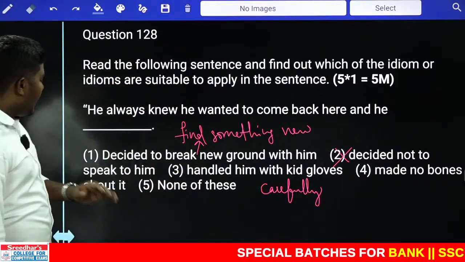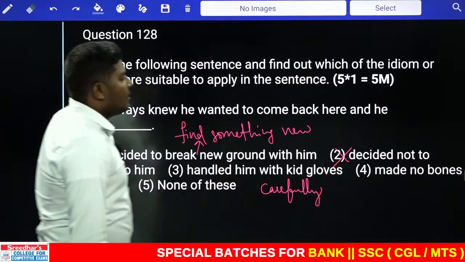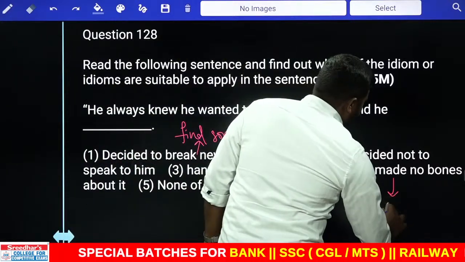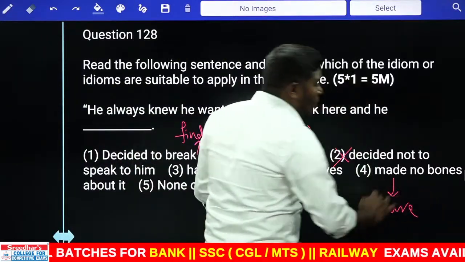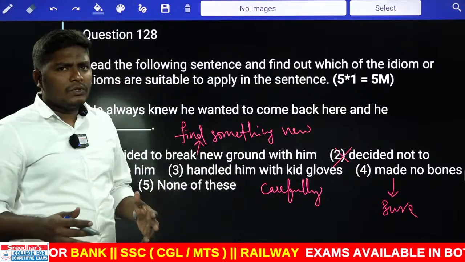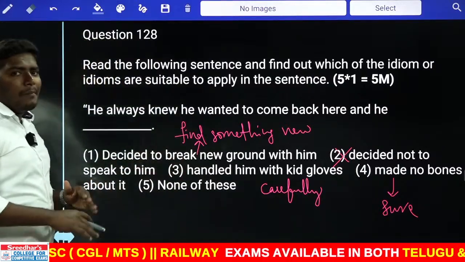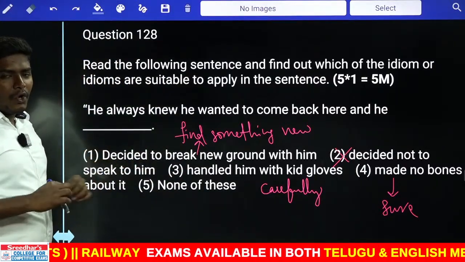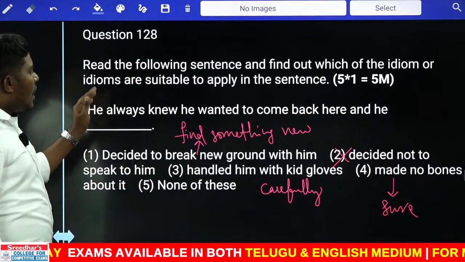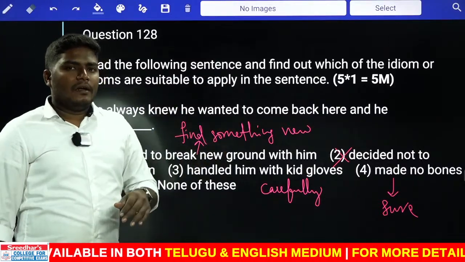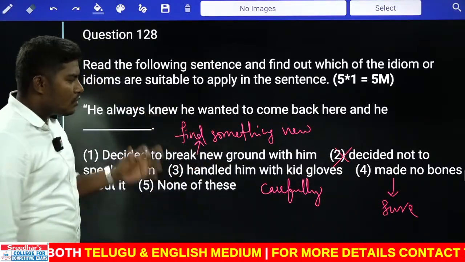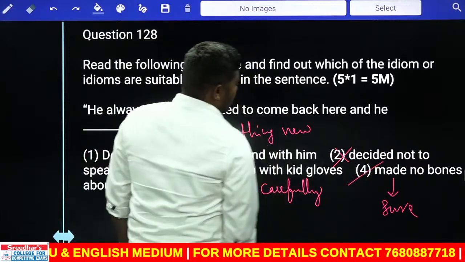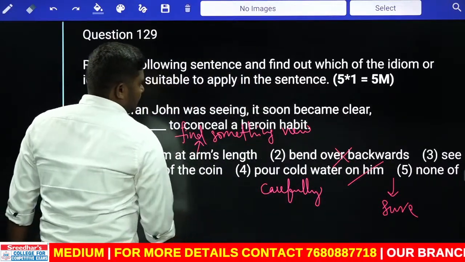Next, the fourth one, made no bones about it. Made no bones about it is nothing but being absolutely sure about doing something. When you have decided to do something, then you can say, I made no bones about it. That means I am not going to give it up. Now, he always knew he wanted to come back here and he was very sure about it. So, what should be the answer? The answer should be used with the 4. Next.